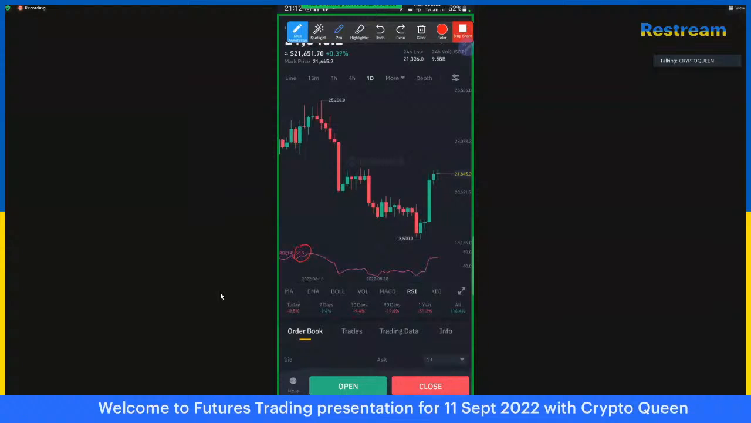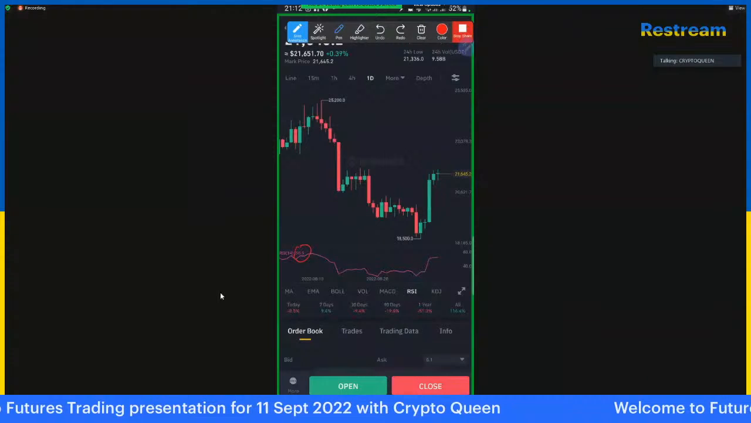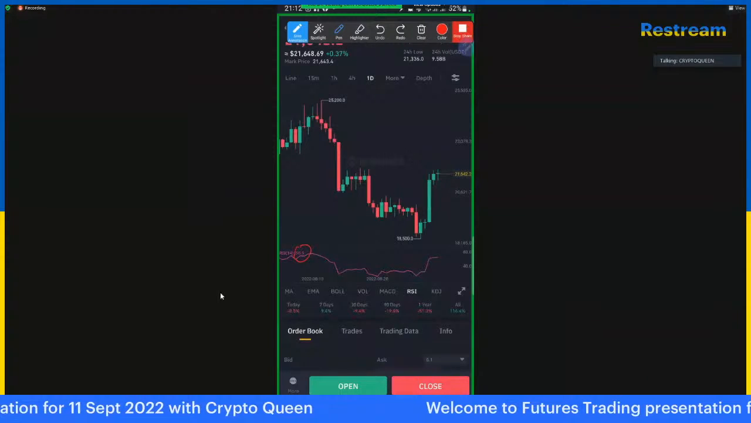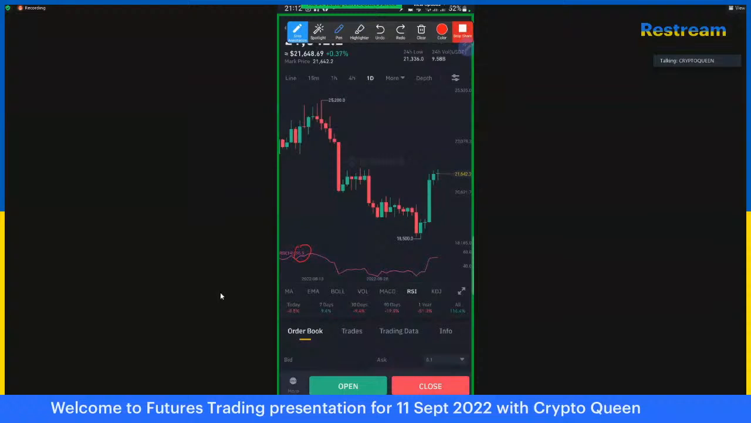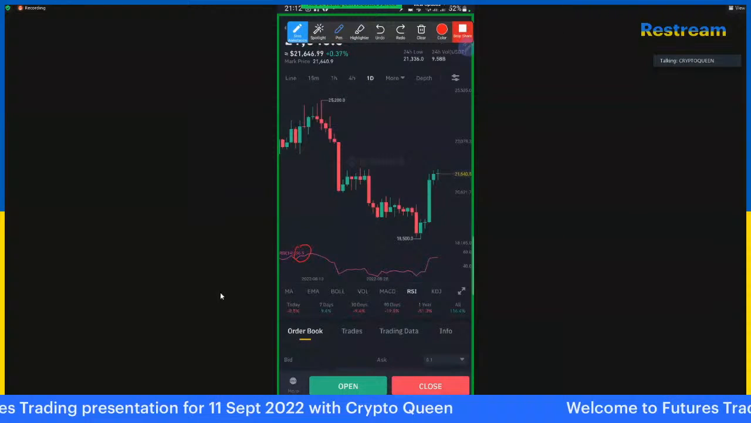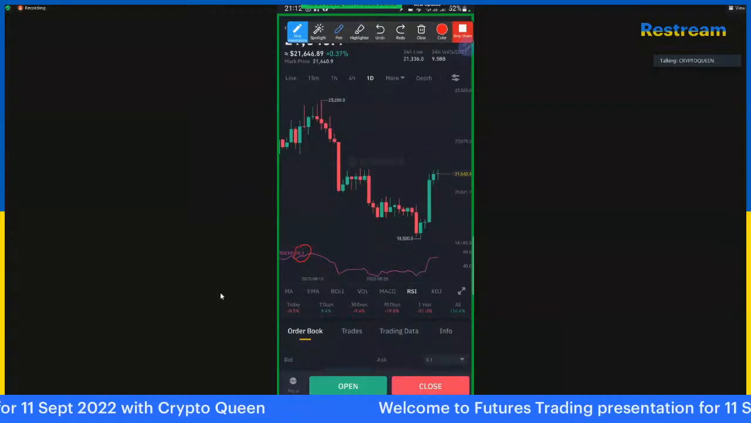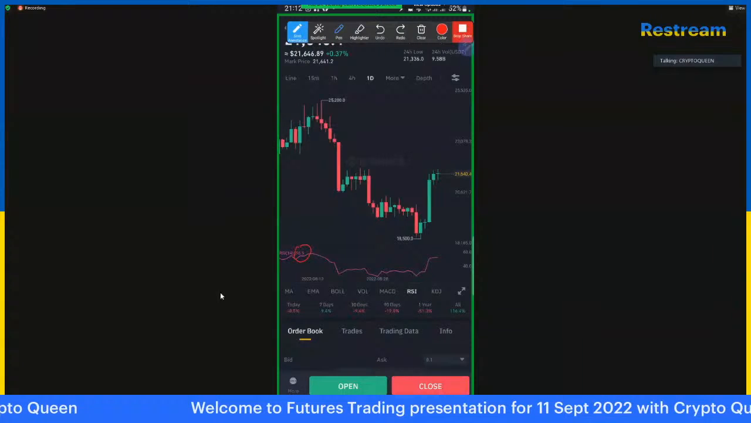So RSI at 30 shows oversold. It means that the entire market is exhausted from selling. People that are selling are tired of selling. So at that moment, the market is likely going to reverse to an uptrend.